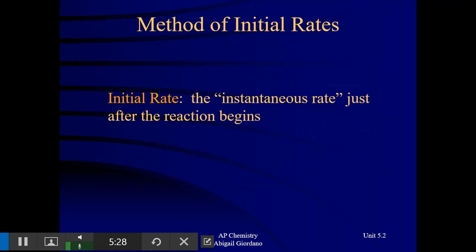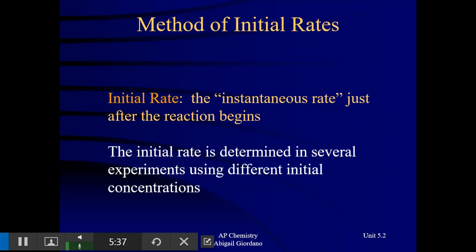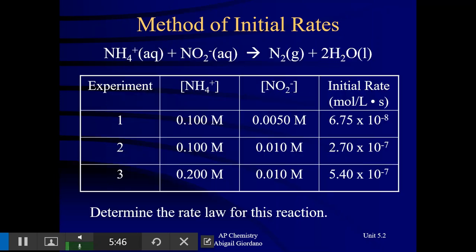As I said, we're going to be looking at the speed of the reaction at the moment that the reaction begins. That's why it says initial rate. And how we're going to figure out what this rate law is going to look like is by looking at experimental data like this. So I'm going to work through this question with you and talk through it.